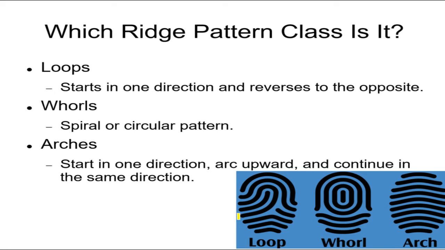Okay, so the three patterns. Again, a loop doubles back in itself, a whorl has no outward direction, and the arch goes in one direction from beginning to end. It starts on one side and goes to the other, in the same direction.